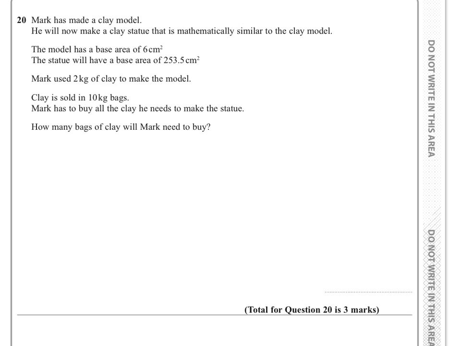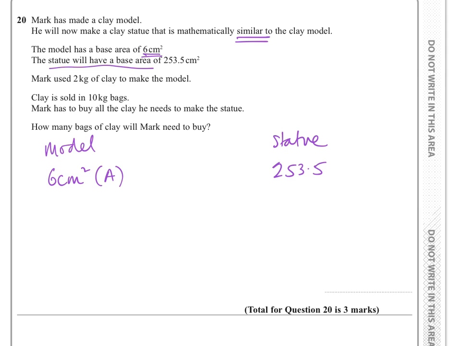Question 20. Mark has a clay model. He will now make a clay statue that is mathematically similar to the clay model. The model has a base area of 6 centimetre squares, so we'll write that down here. That's the model, and that has 6 centimetre squares as an area. And then the statue will have a base area of 253.5 centimetre squares, so again an area.